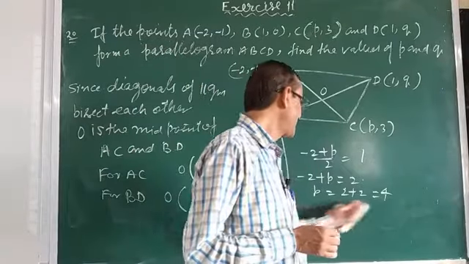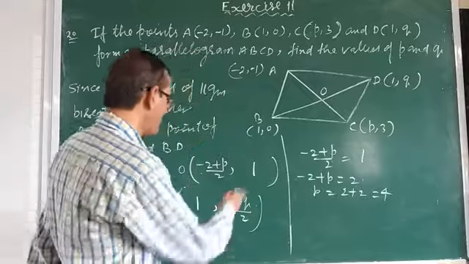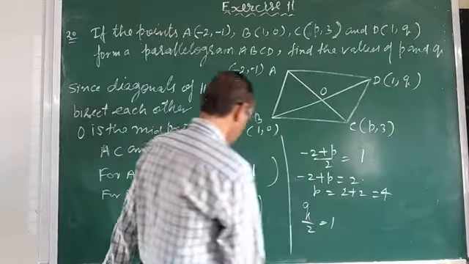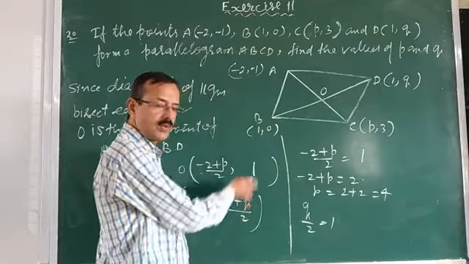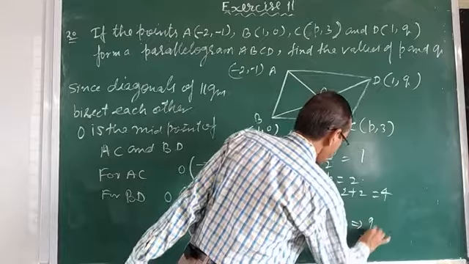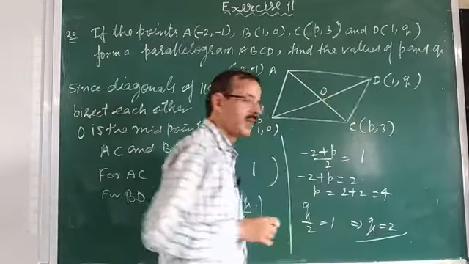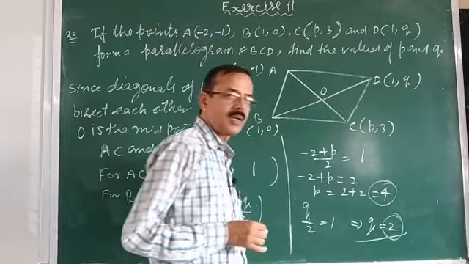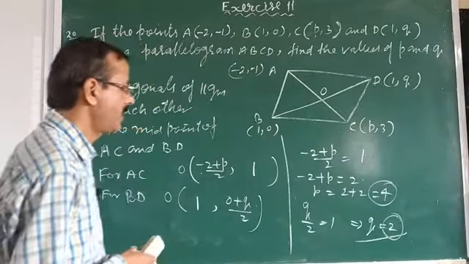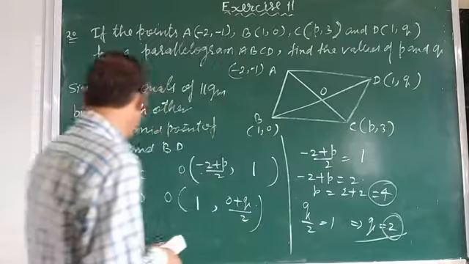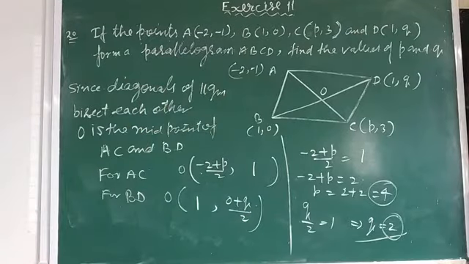Okay, student, p came to be 4, and similarly this q upon 2 is equal to 1. So q upon 2 is equal to 1, or we can say q is equal to 2. ठीक है. So p का वैल्यू कितना आ गया? 4 आ गया. q का वैल्यू कितना आ गया? 2 आ गया. This was the question: for this question find p and q. Okay, student, next question.